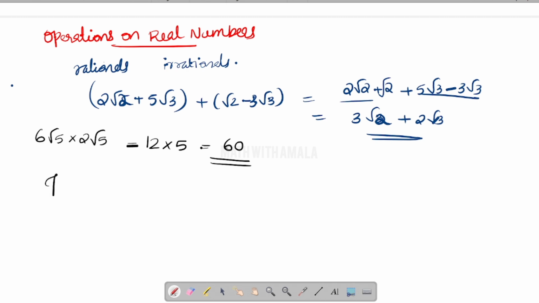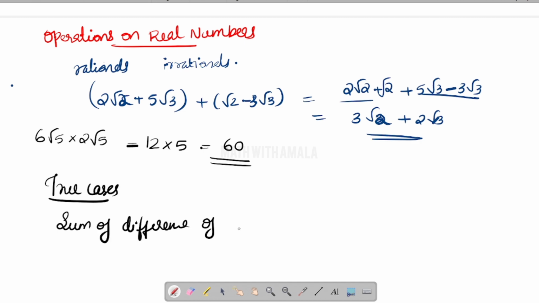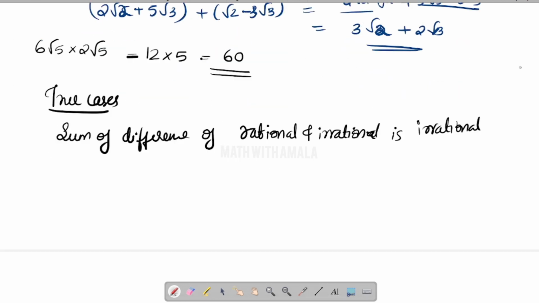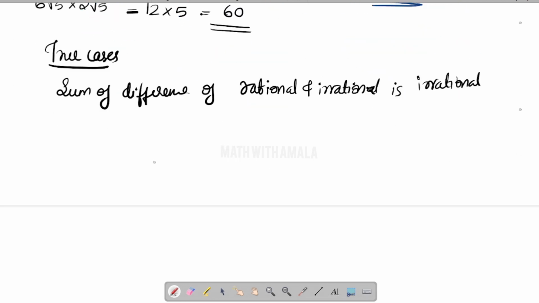Now let us deal with some true cases which include the rational and irrational operations and lead into some irrational and rational results. Let's take sum or difference. I just wrote it like this, you can change it to or. Sum or difference of a rational and an irrational is always irrational. If we take a rational and an irrational and add them or subtract them, you will get an irrational always.